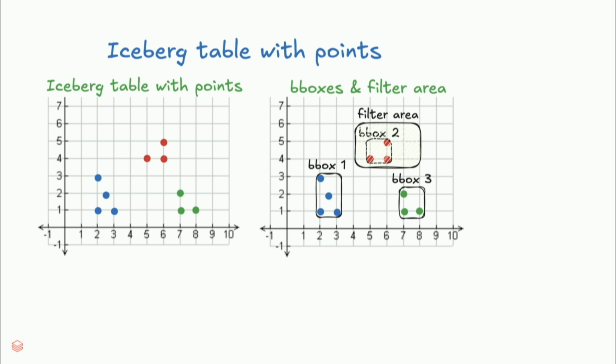The color of each point matters: points that have the same color are in the same Parquet data file. They are all coming from the same Iceberg table, but points with the same color are in the same Parquet file. Now, suppose we have a spatial query or spatial filter, which is this polygon shape. It is the filter area, right? Now I want to find all the points that fall inside this polygon.